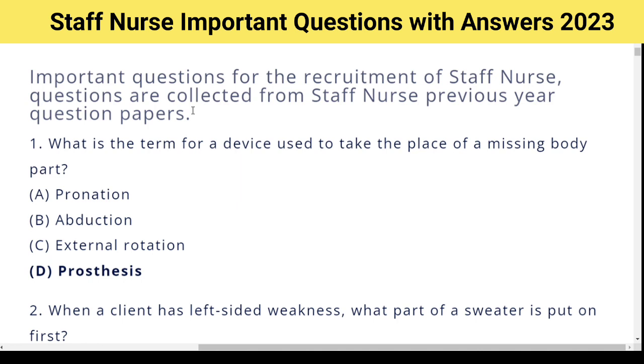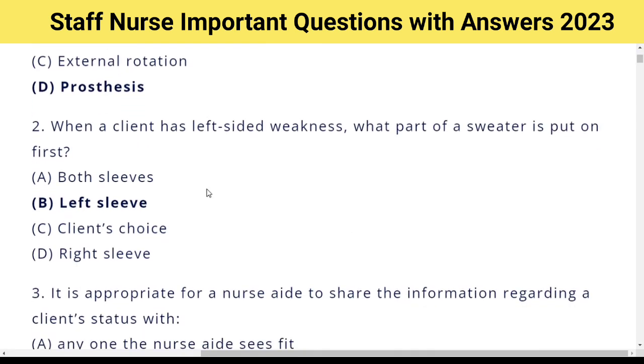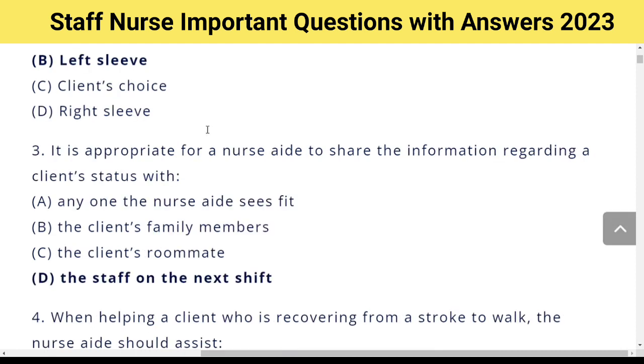Question number 1 is, what is the term for a device used to take the place of a missing body part? Option D, prosthesis. Question number 2, when a client has left-sided weakness, what part of the sweater is put on first? Option B, left sleeve. Question number 3, it is appropriate for a nurse aide to share the information regarding a client's status with option D, the staff on the next shift.